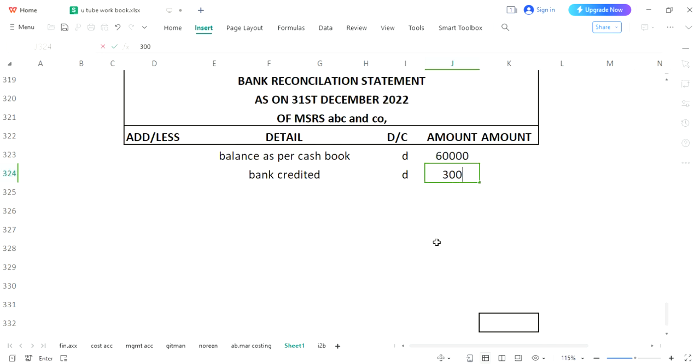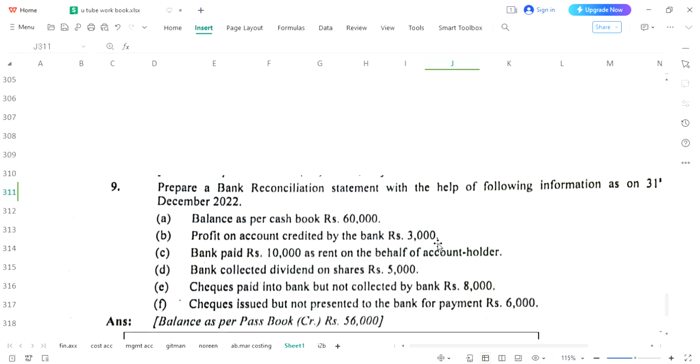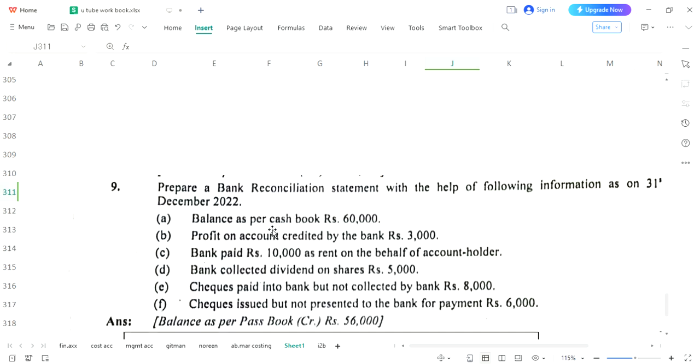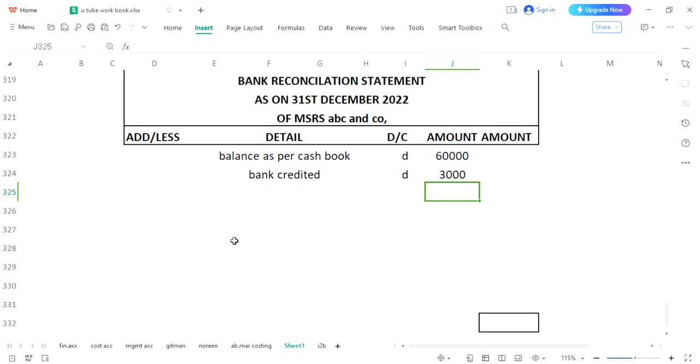Another way to understand it is that you can see it is profit. Profit means there is an increase in the bank account. An increase in the bank account should be debited. So you can see that it is debit. A third way to understand it: profit is an income, and the rule says in case of income, we will debit the bank. So in all three ways we understood that this profit should be debited. So we have written it as debit.